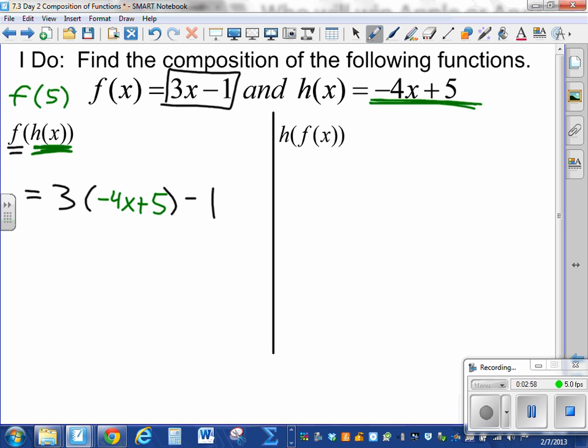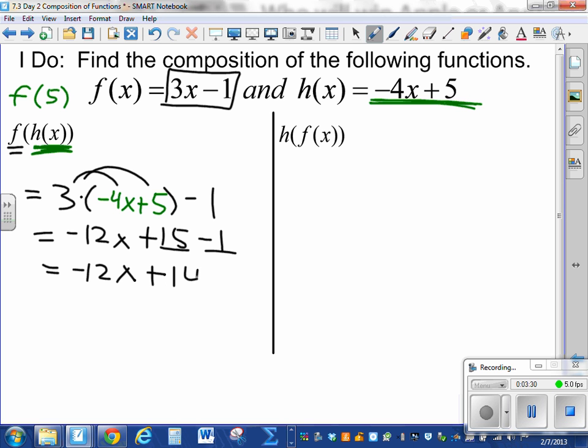Now you're actually done as far as writing out the composition, but you have to write it in simplest form. So standard form basically is what we're going to consider simplest form here. So standard form means you're just going to multiply it out, so you get the parentheses off of here. So this is 3 times this. You're going to multiply by 3. You're going to get negative 12x plus a 15. And then the minus 1 comes down to here. Combine your like terms. So it's going to be a negative 12x. Like terms are the 15 and the negative 1. 15 minus 1 is a 14. And you are done.